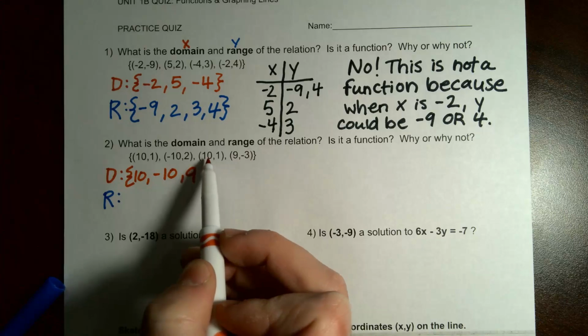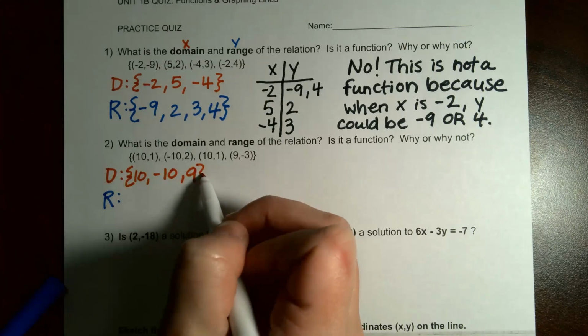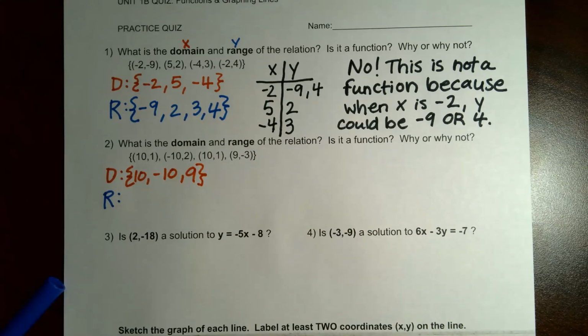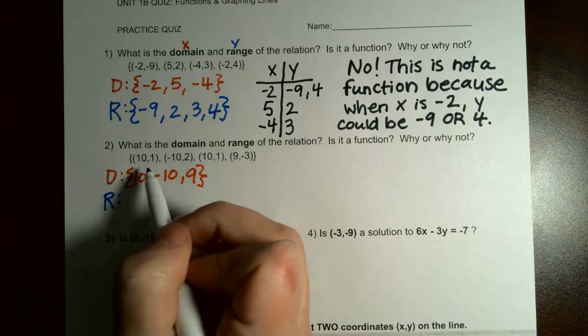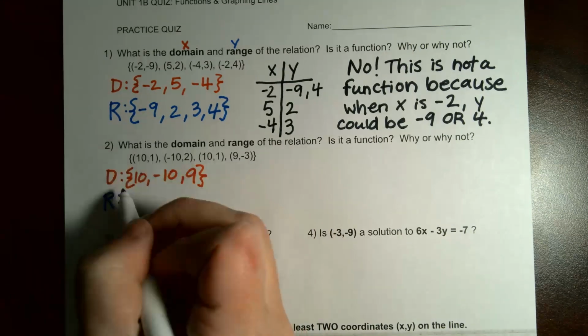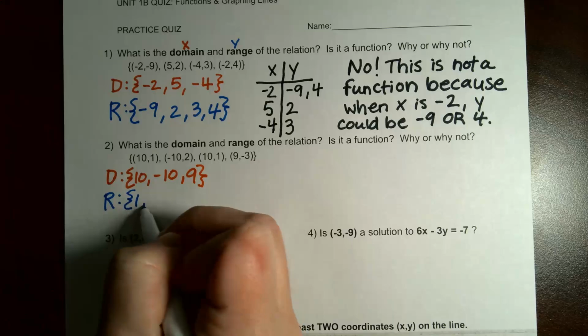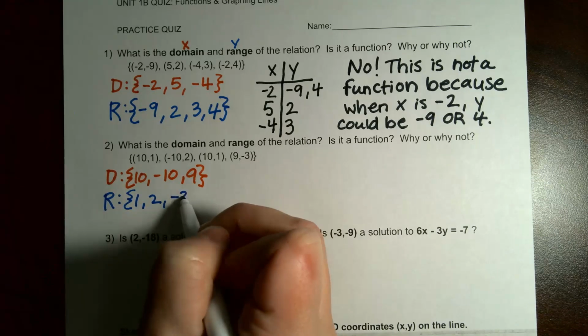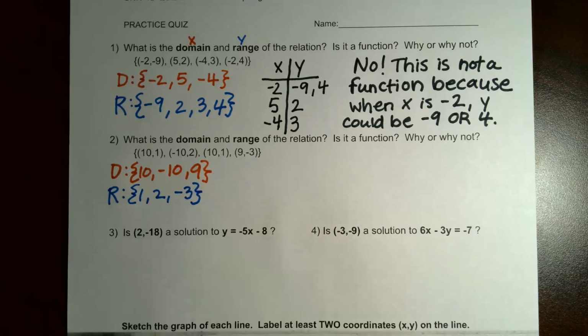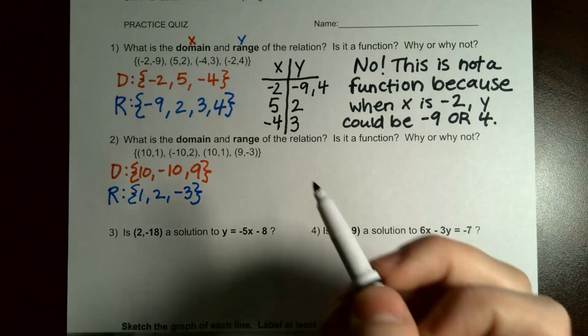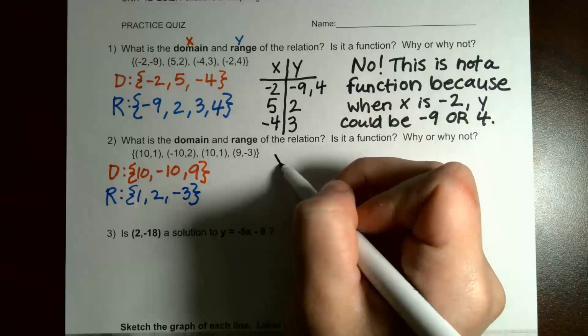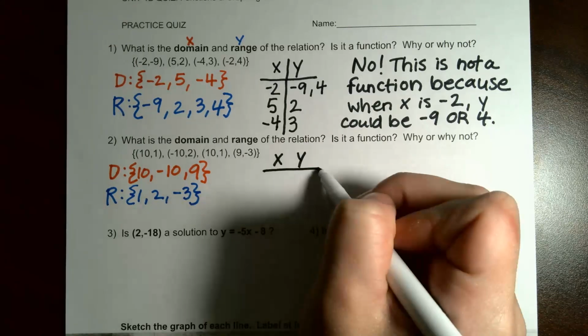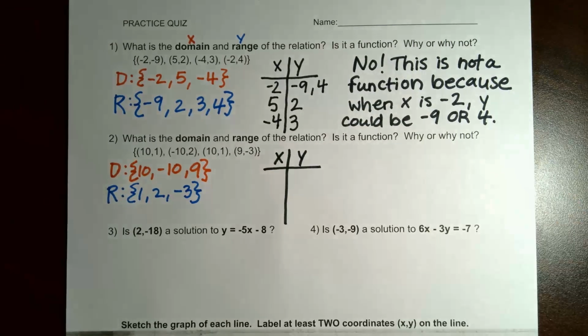We already wrote 10 once. We don't need to write it twice. All right. What's our range? 1, 2, negative 3. Wonderful. Is this a function? Let's check. Let's do our x and y chart. I've got some mixed answers. Some people say it is, some people say it isn't.